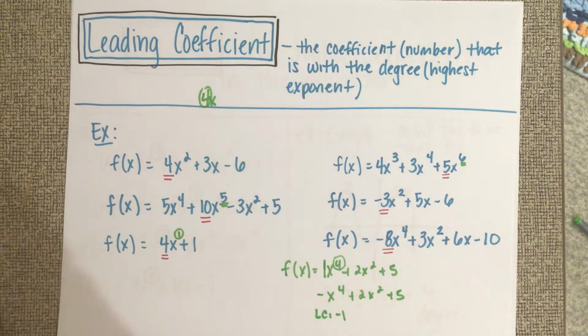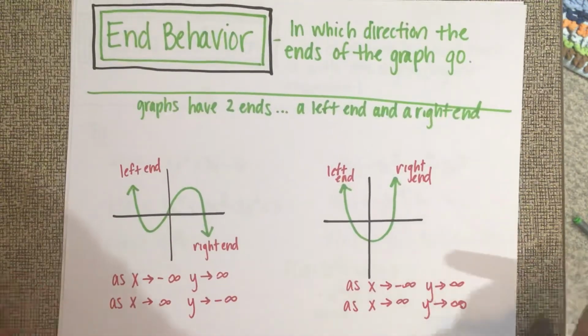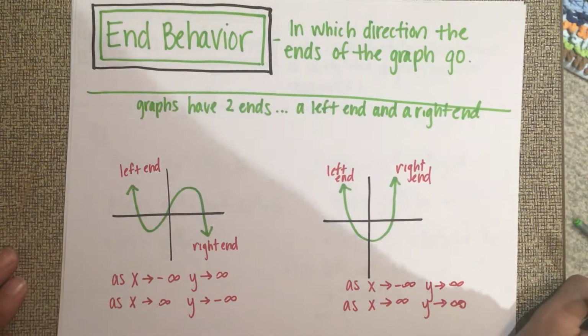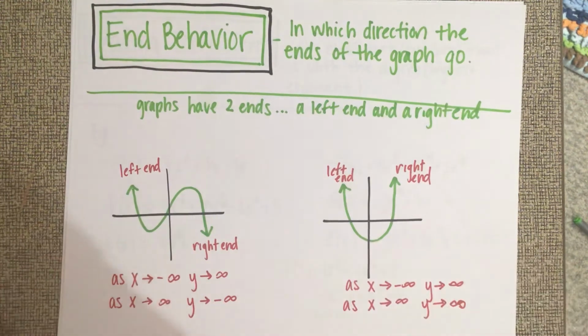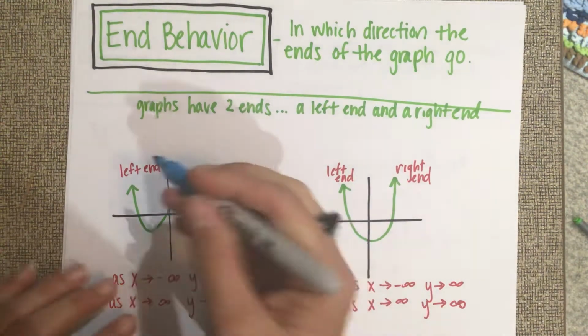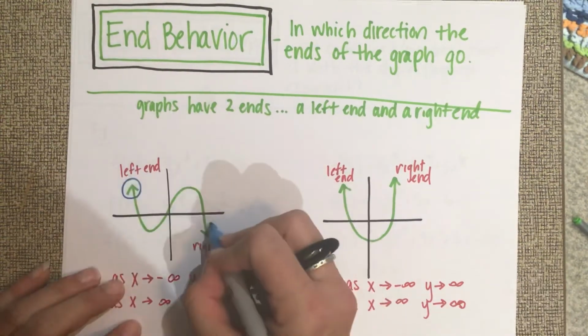And then the main stuff that we're going to be working with now is called end behavior. So in which direction do the ends of the graph go? That's what end behavior is. Where do the ends of the graph go? Okay, so graphs have two ends. They have a left end and they have a right end. And that's what we're focusing on, the two ends of the graph. So you can see I kind of labeled them here with left end and right end. Okay, so we are focusing on this arrow and this arrow.